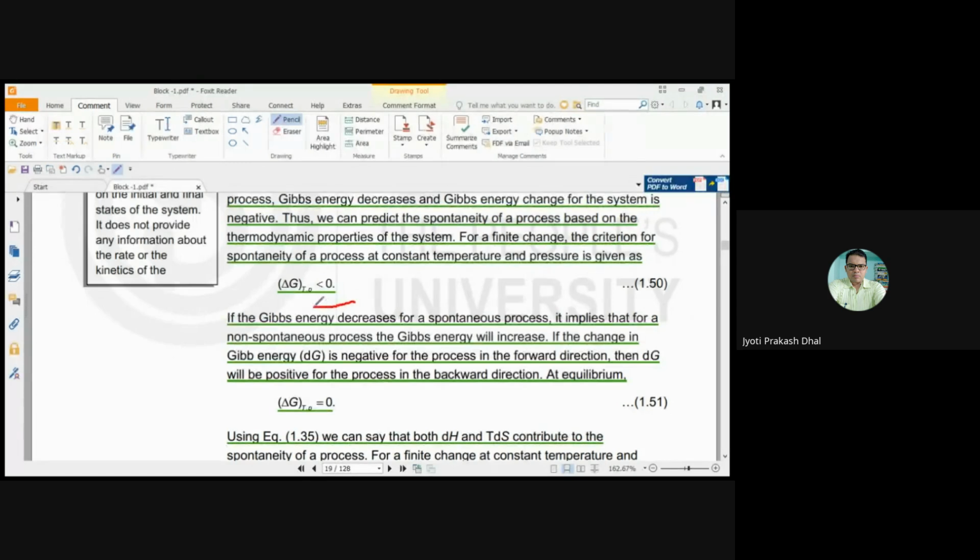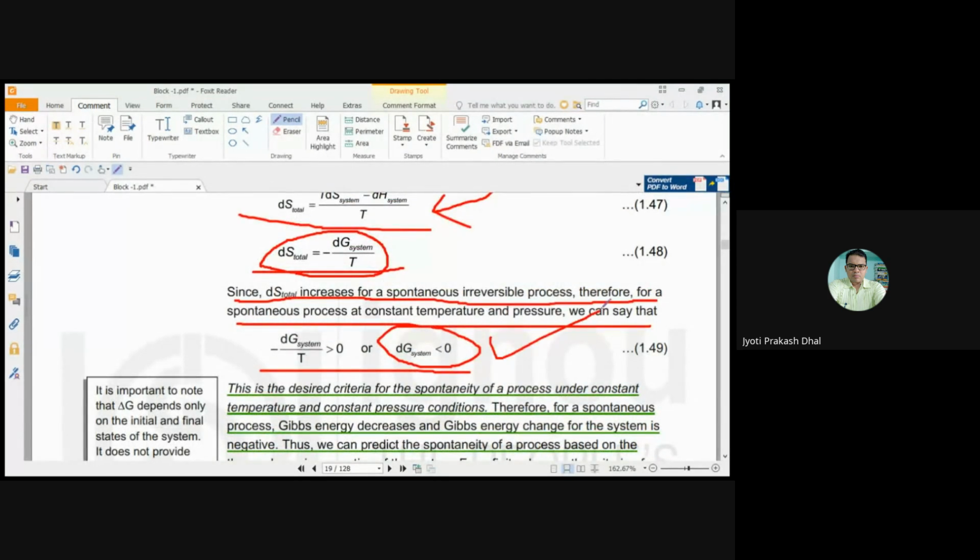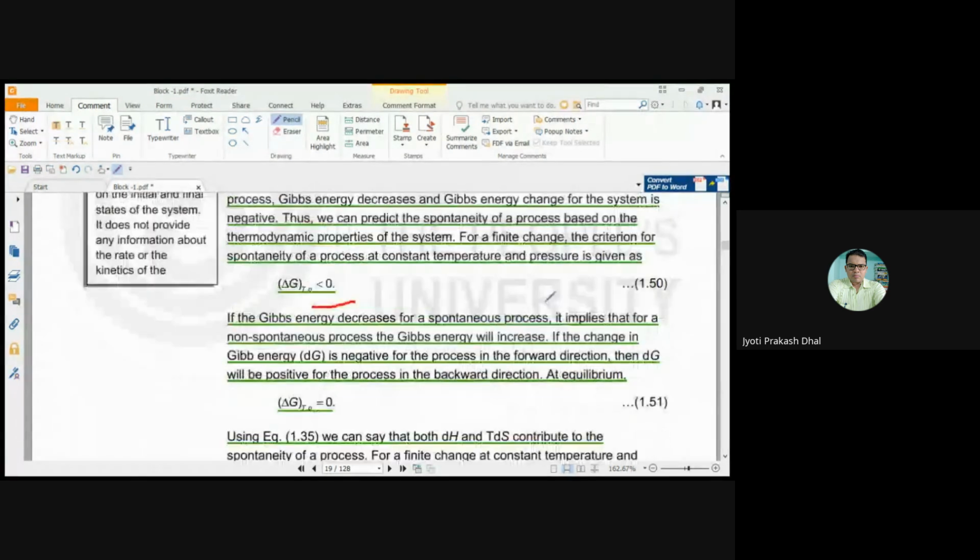So this is for an infinitesimal or very small change, and for a finite change we can write ΔG at constant temperature and pressure less than 0. Exactly similar equation we have also written for a finite change, that is ΔA at constant temperature and volume. So in that case T and V were there, and here ΔG at constant temperature and pressure less than 0. So this is the criteria for spontaneity of the process which is carried out at constant temperature and constant pressure.